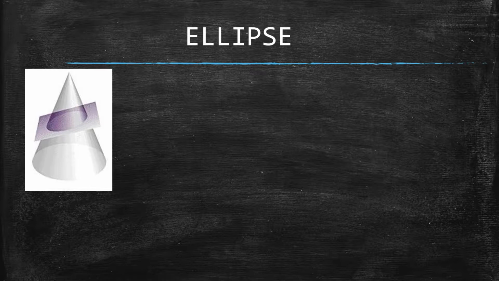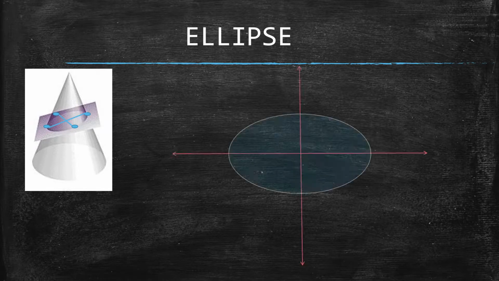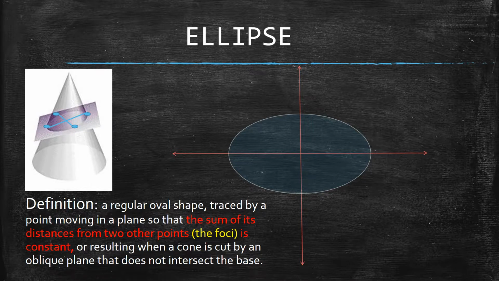Now, an ellipse is formed when a plane strikes a cone at an angle, and if you look down at the cone from a bird's eye view, you'd see the shape of an ellipse. Here, these two lines show the two axes of an ellipse, and if you were to graph it, it looks something like this.